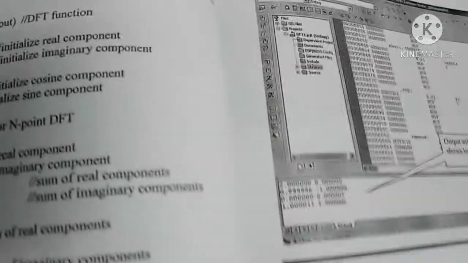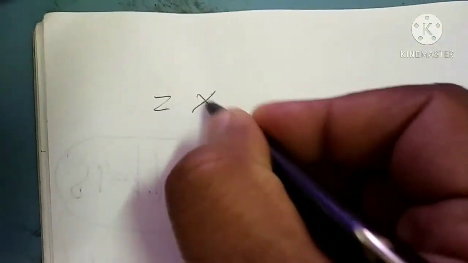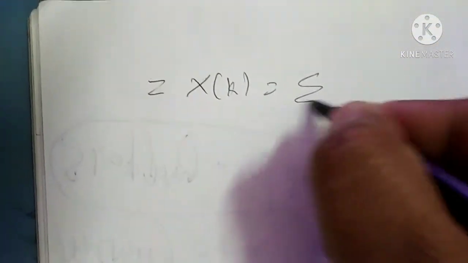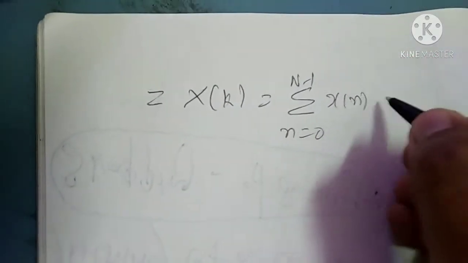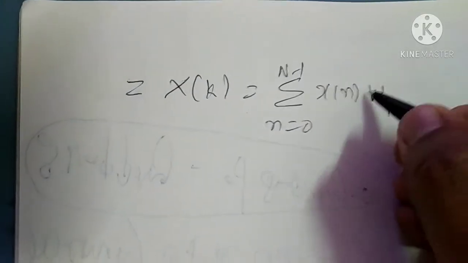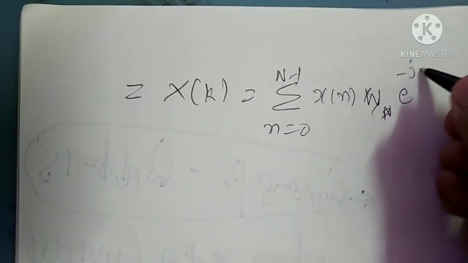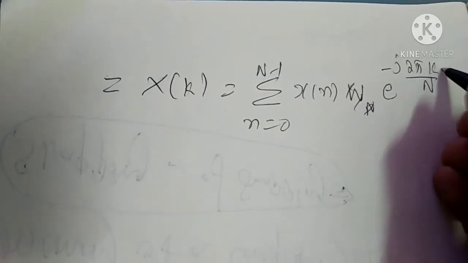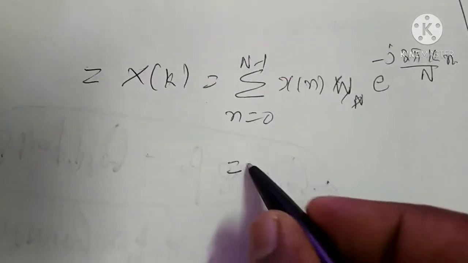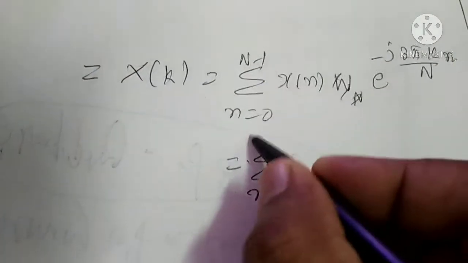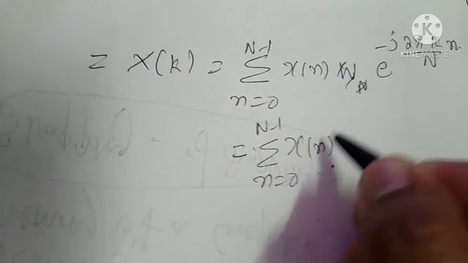So the next sequence is the N-point DFT. For the N-point DFT, we know the formula for X of k is equal to the sum from n equals 0 to N minus 1 of x of n into W_N to the power of kn, directly e to the power of minus j 2 pi k n by N. Okay, this is the formula. So this can be written, I will write the summation as it is, N minus 1 as it is, x of n also as it is.